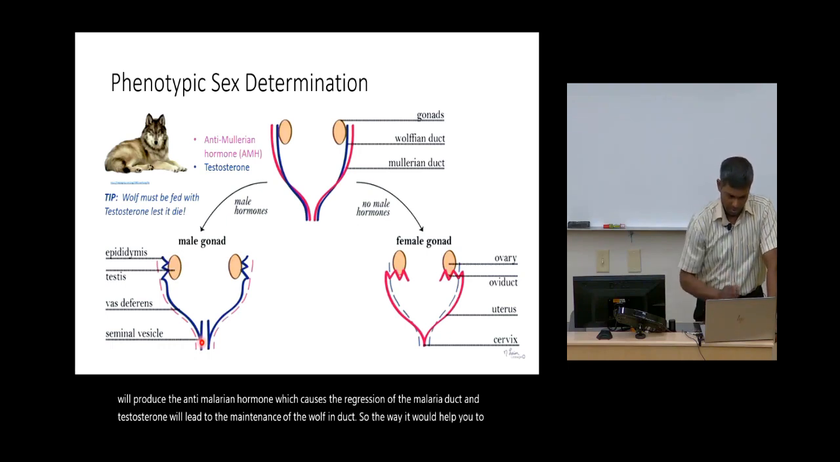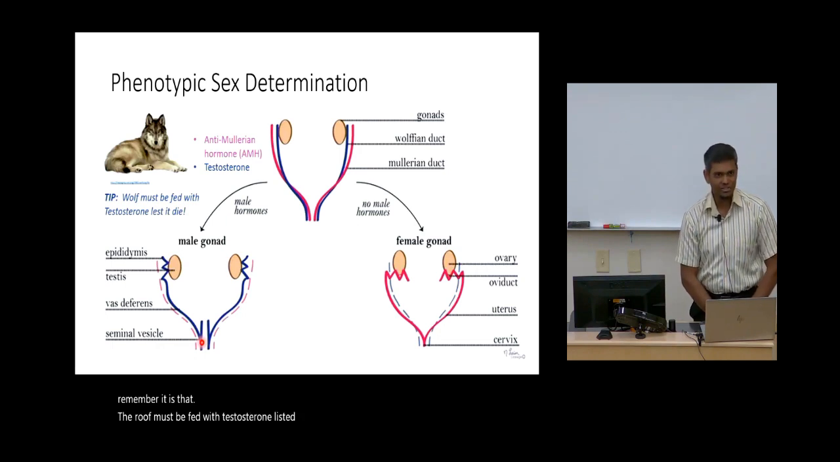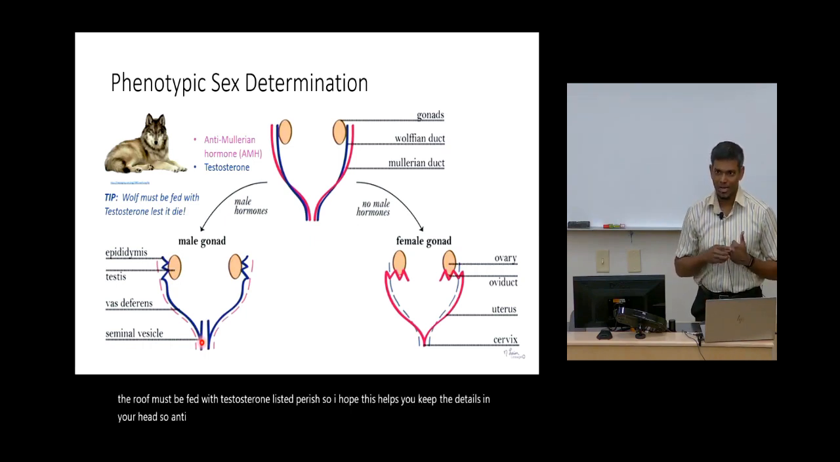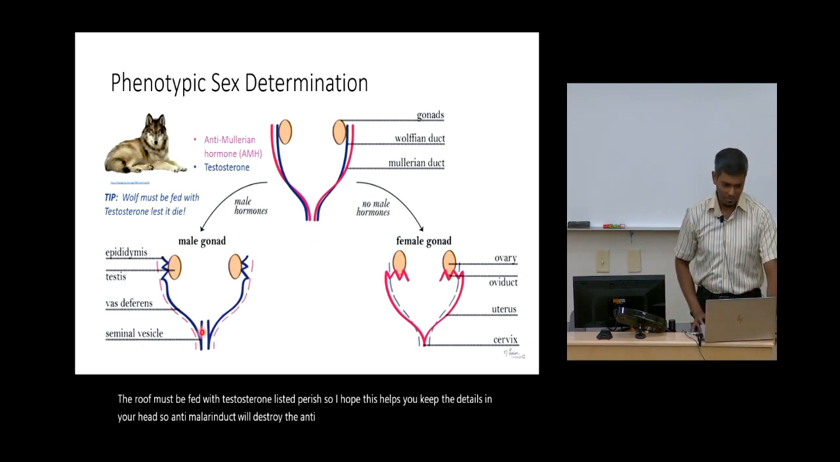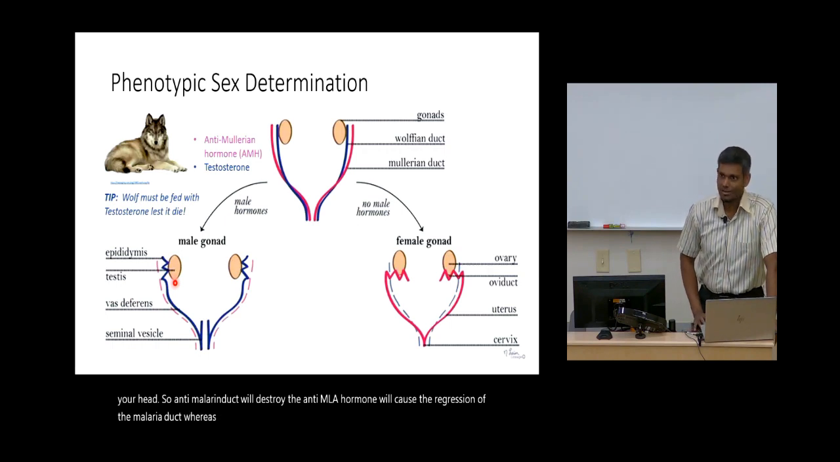The way I would help you to remember it is that the wolf must be fed with testosterone lest it perish. Okay, so I hope this helps you keep the details in your head. So anti-Mullerian hormone will cause the regression of the Mullerian duct, whereas testosterone is necessary for the Wolffian duct to remain.